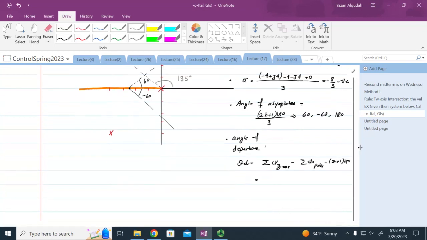Okay, so we have the angles from the zeros. There are no zeros. So we only have angles from the poles, which is going to be negative 135. What is the second angle going to equal to? Minus 135 plus 180 degrees, which is going to equal negative 45 degrees. Together? Everybody?